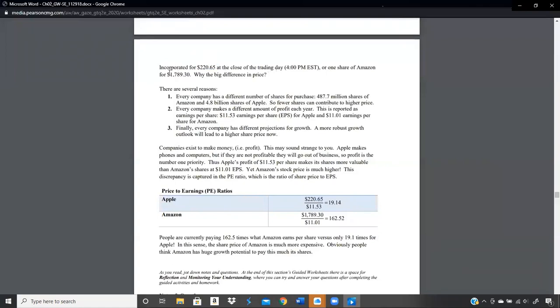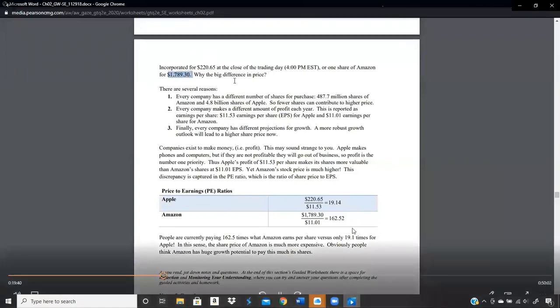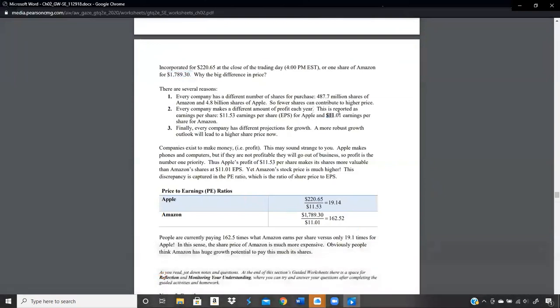Amazon, however, had that very, very high price of roughly $1,800 per share. And then the earnings per share was $11.01. And when you divide those, you get 162. So you can see that these two numbers are wildly different. One of them is about 20 and the other is about 160.